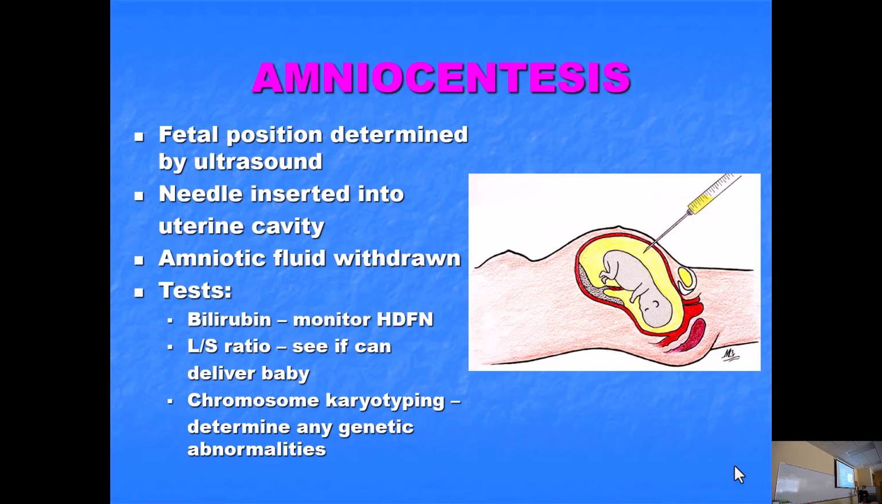We're going to do chromosome karyotyping to determine any genetic abnormalities possibly at that time, because we're already doing the amnio. They actually offer amnios to anybody that's 35 or older, because if you're 35 or older, they consider you a geriatric mother. So some of you guys aren't that far out, you're almost geriatric.